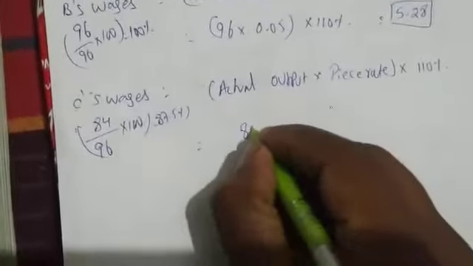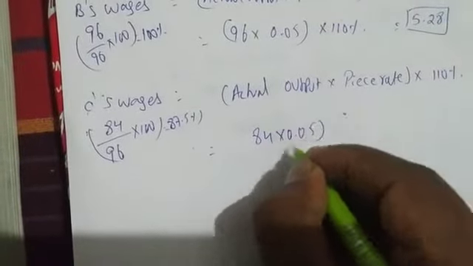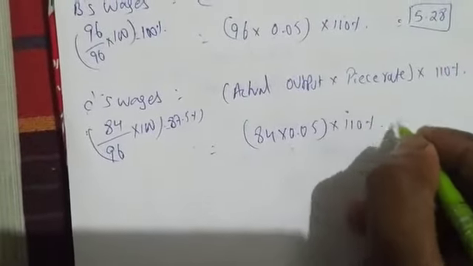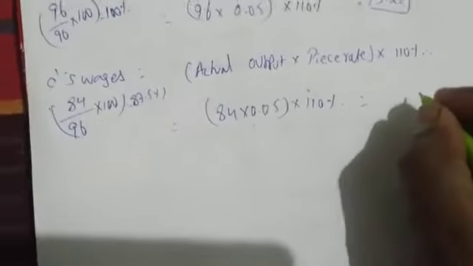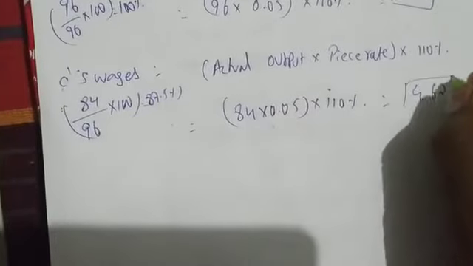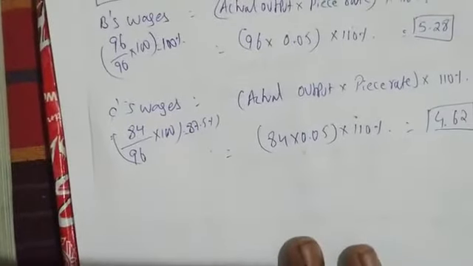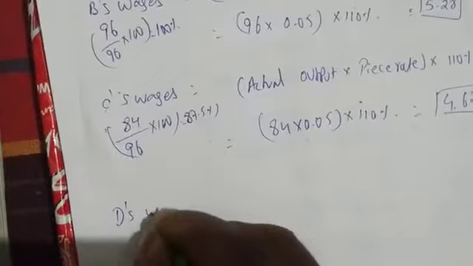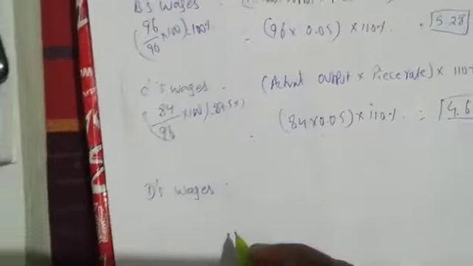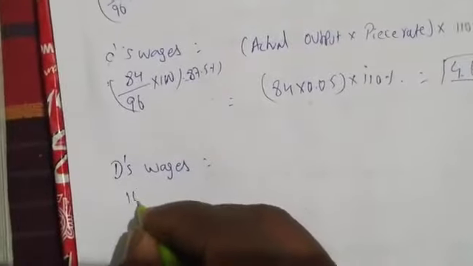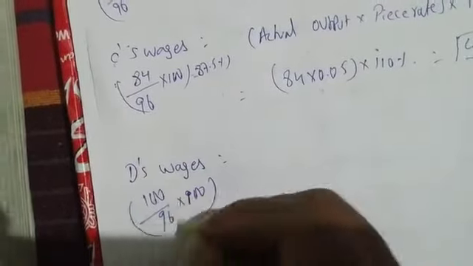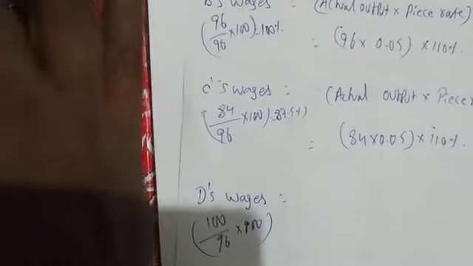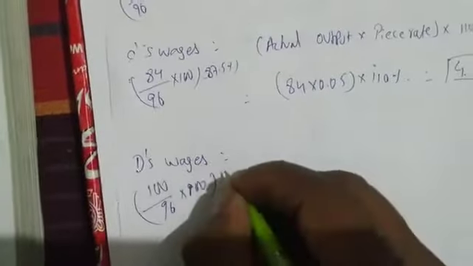How many units is he producing? 84 into 0.05 into 110% is 4.62. Okay, now D's earnings or wages. Let us first check his efficiency level. How many units is he producing? He is producing 100 units. 100 divided by 96 into 100 is 104%.